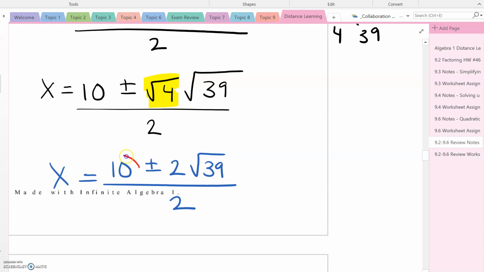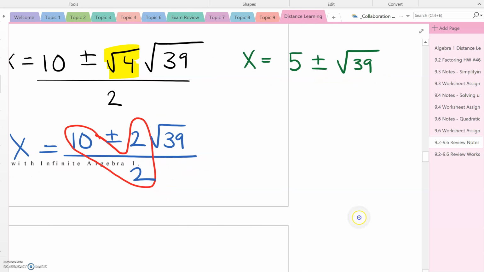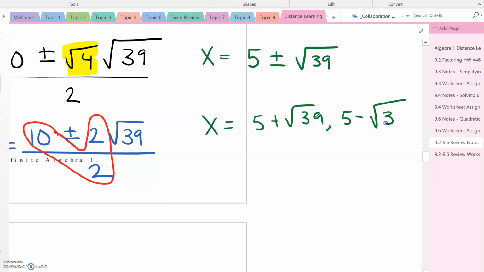What do you notice that all of these numbers have in common? They're all even, right? They're all divisible by 2. So our final step here, we can divide those numbers by 2 to get x equals 5 plus or minus the square root of 39. That is our final answer. If you don't like writing it as one answer, you can write it as x equals 5 plus the square root of 39 and 5 minus the square root of 39.